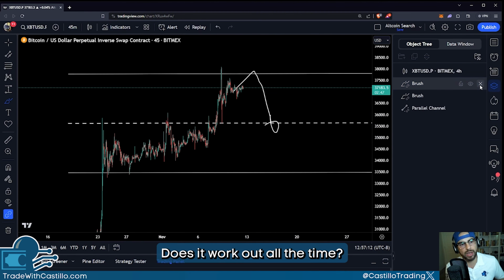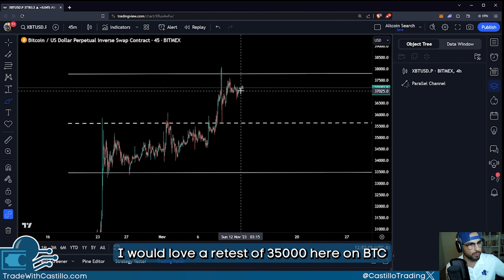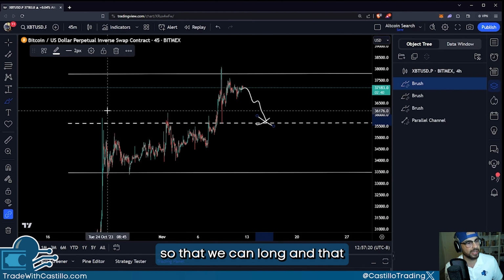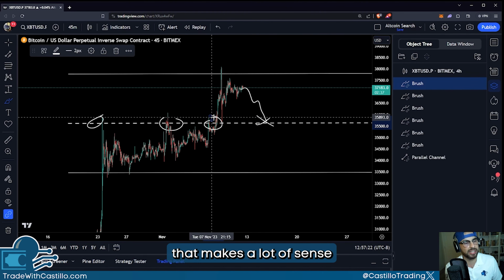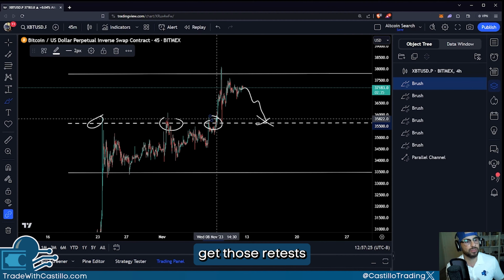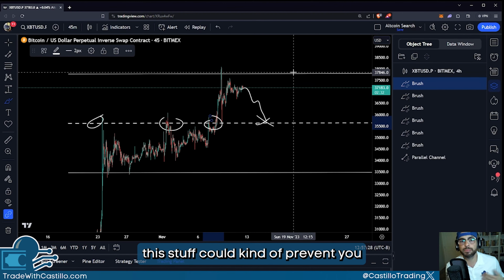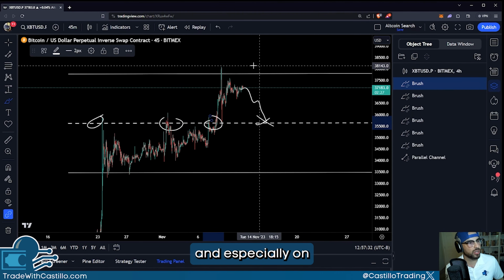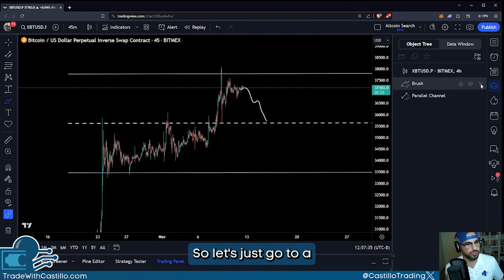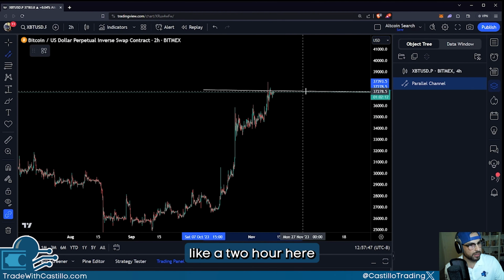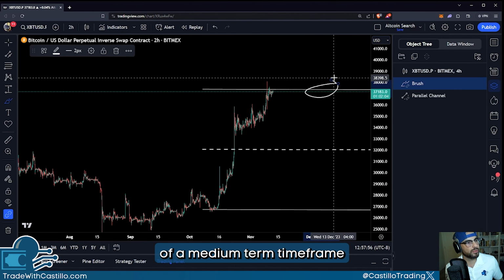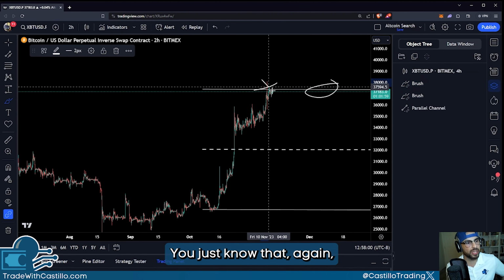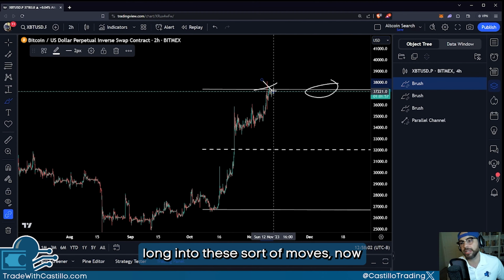So again, does it work out all the time? No, it doesn't. I would love a retest of 35 here on BTC so that we can long, and that obviously is an area that makes a lot of sense, but in trending markets, sometimes you just don't get those retests. But this stuff can also prevent you from chasing, because if you have a current range drawn out, especially on a medium term time frame, right? So let's go to a medium term time frame, like a 2 hour here. If you're sitting at upper limit of a medium term time frame, a low term time frame, and maybe a high term time frame, you just know that you do not want to be chasing long into these sort of moves.